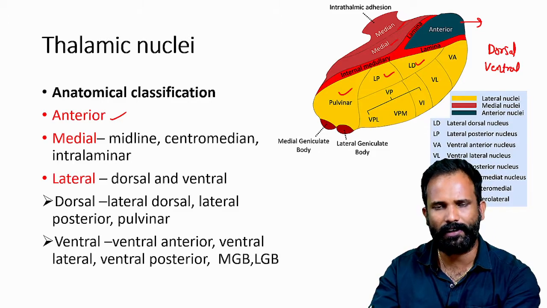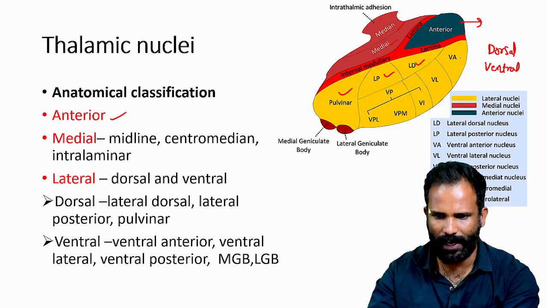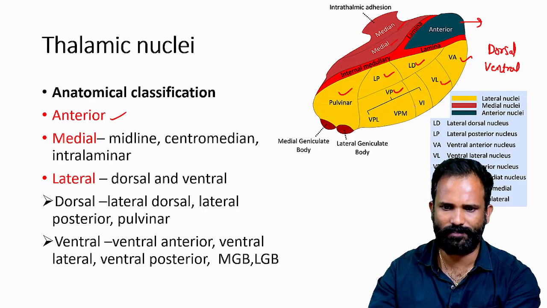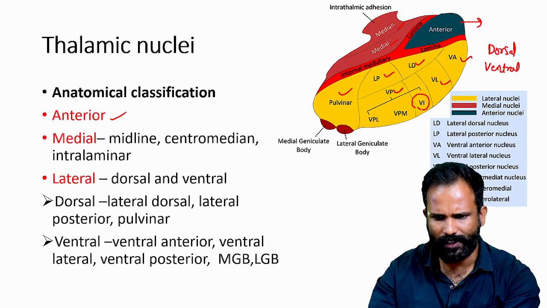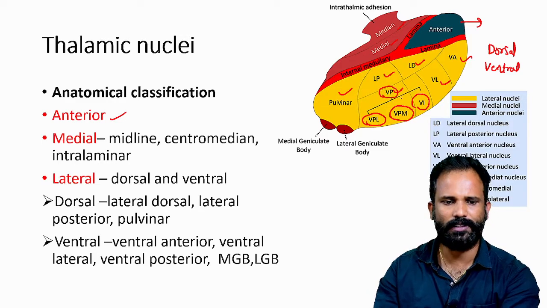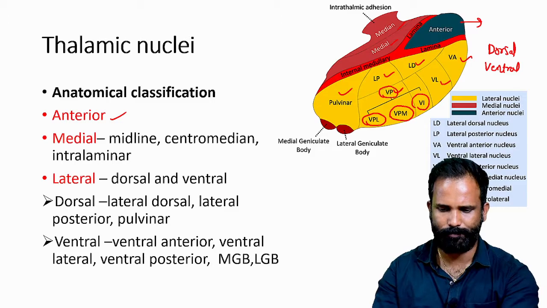Coming to the lateral ventral part, we have ventral anterior, ventral lateral and ventral posterior, which is again divided into ventral intermediate, ventral posteromedial and ventral posterolateral. Combinedly, we can mention them as ventral posterior. So these are the anatomical nuclei.